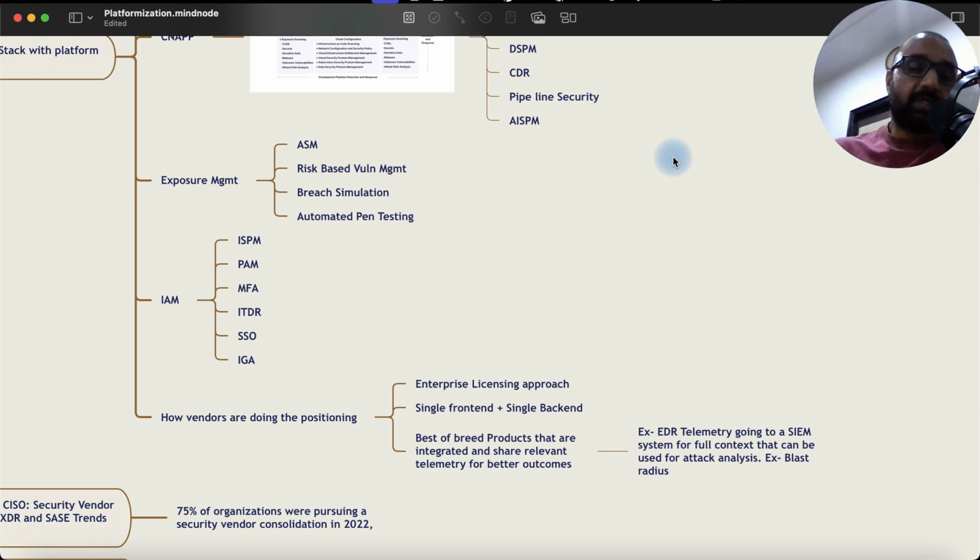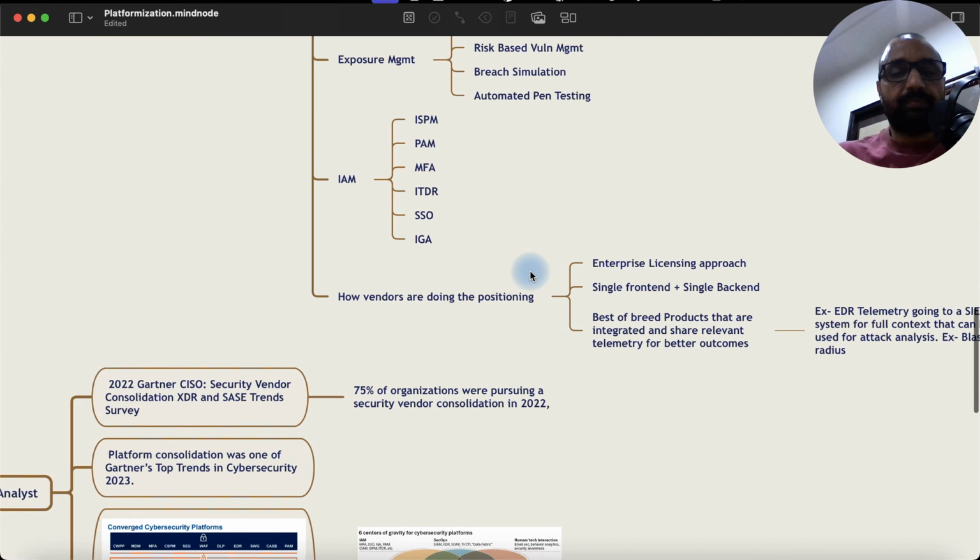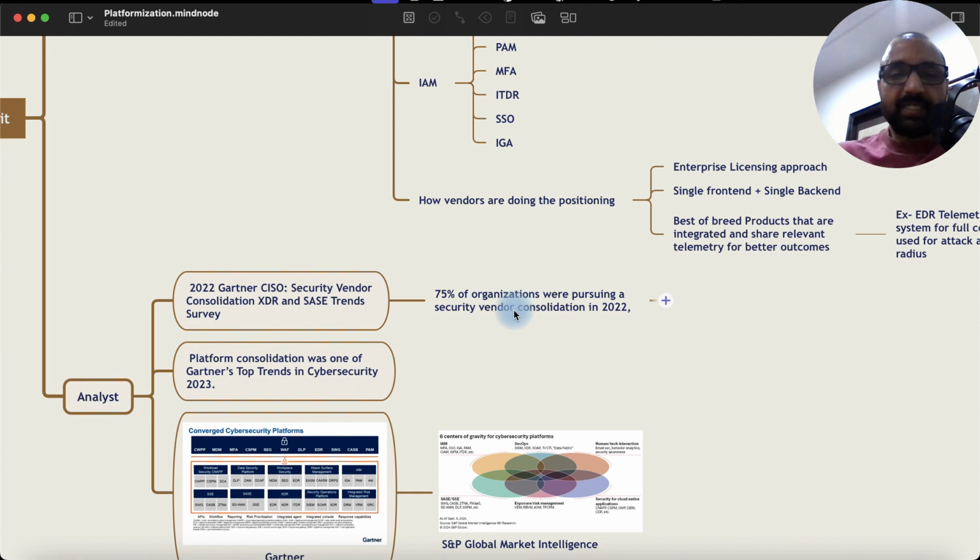The other common positioning is best-of-breed products that are deeply integrated and share relevant telemetry for better outcomes. For example, I've seen that EDR telemetry can be completely forwarded to a SIEM system for full context that can be used for blast radius detection. The analyst doesn't have to jump to the EDR console to understand a particular alert. Full telemetry is coming to SIEM. Of course, it has overheads, but this helps with consolidation and operational efficiency for sure. Now, that was the vendor side of the story.